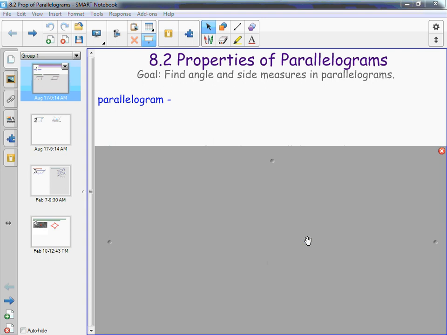Alright, today we're going to talk about section 8.2, properties of parallelograms. So our goal today is to find angle and side measures in parallelograms. Our first thing we're going to talk about: what is a parallelogram?